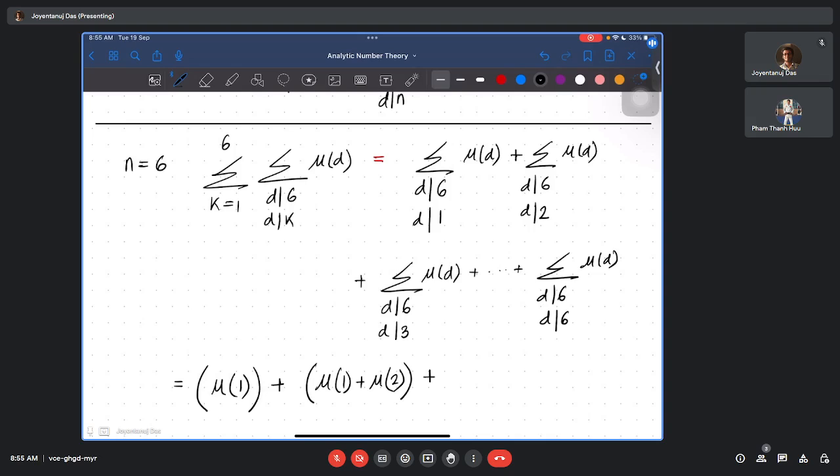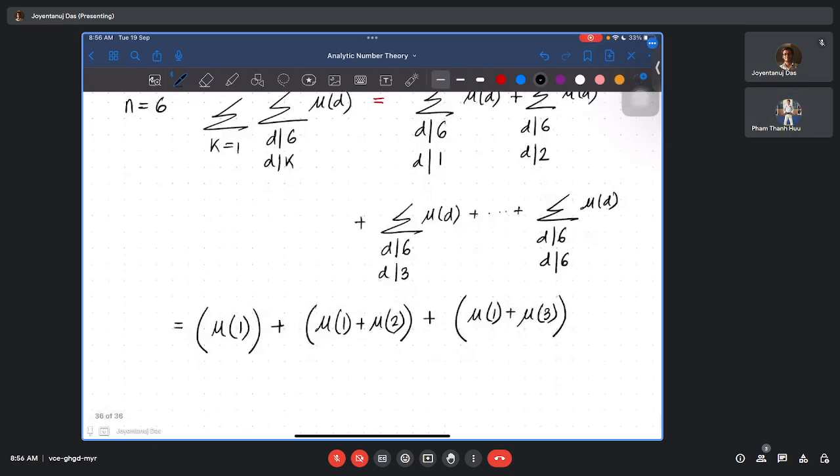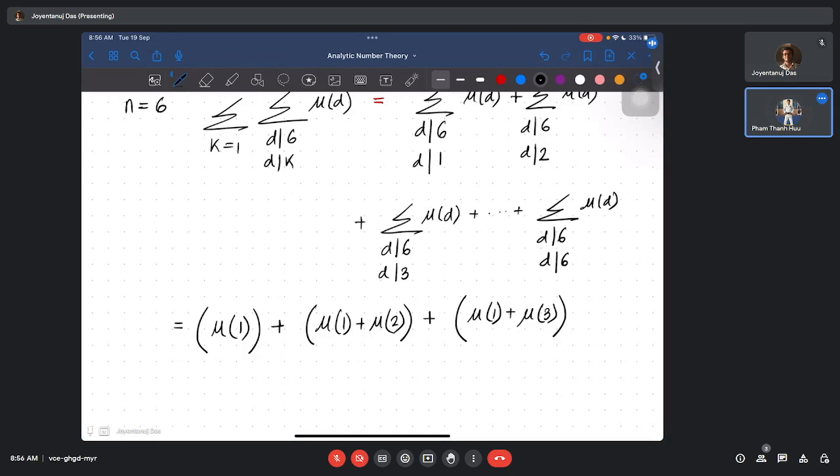Then if d divides 3, how many terms are there? d can be 1 and 3, right? 2 will not be there, because d divides 3 and d divides 6. So the third term has only 1 and 3. What about d divides 4? d divides 4 and d divides 6, so it is only 1 and 2, right? The fourth term will be 1 and 2.